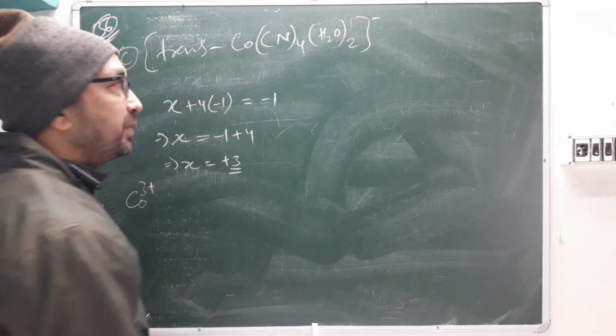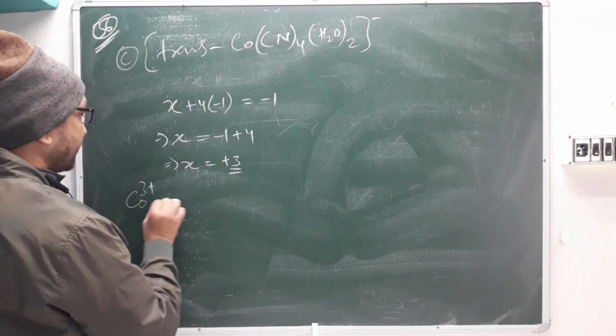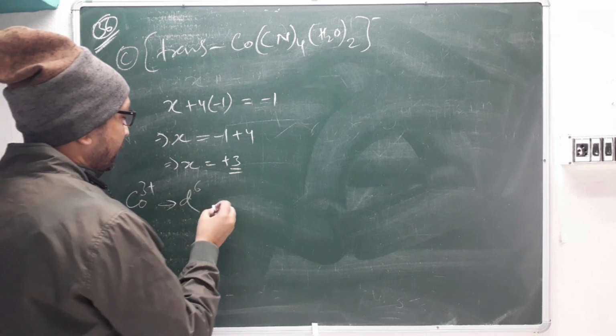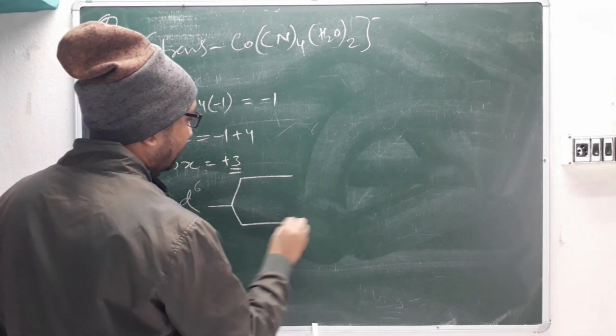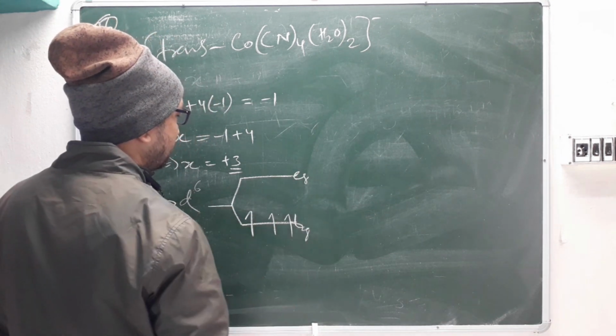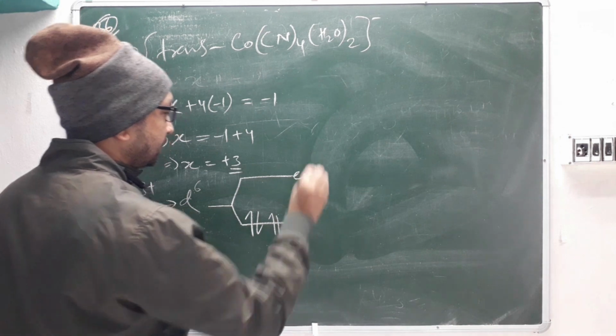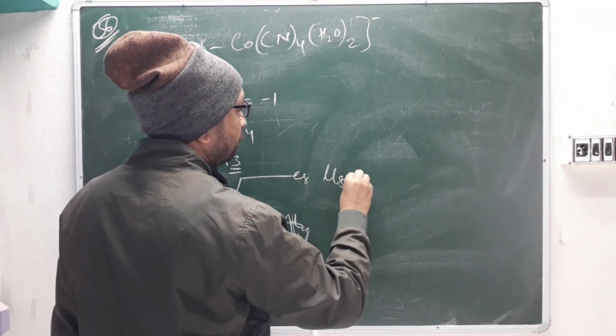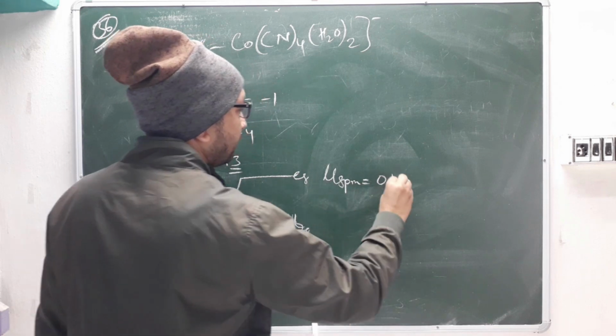Means pairing up will be taking place because it's a strong field ligand, correct? So cobalt 3 plus will be d6. Okay, let me draw t2g, eg. So 1, 2, 3, 4, 5, 6. See, there are no unpaired electrons, so the spin-only value will be 0 Bohr magneton.